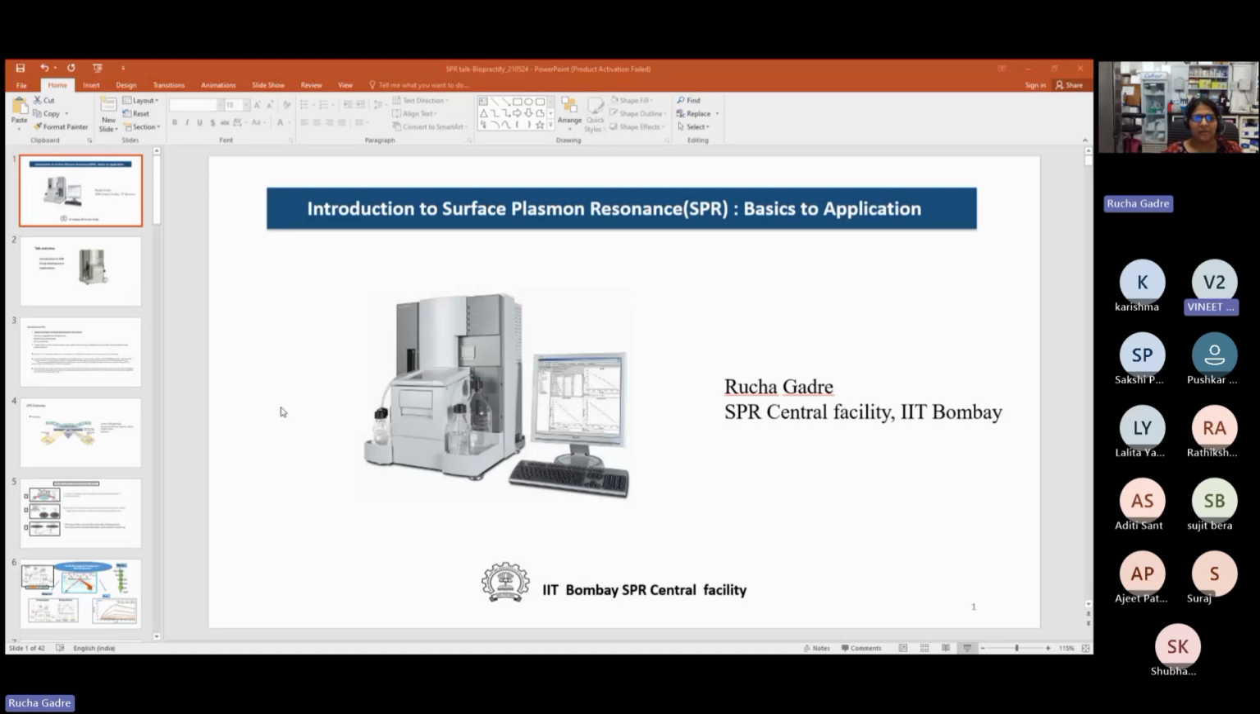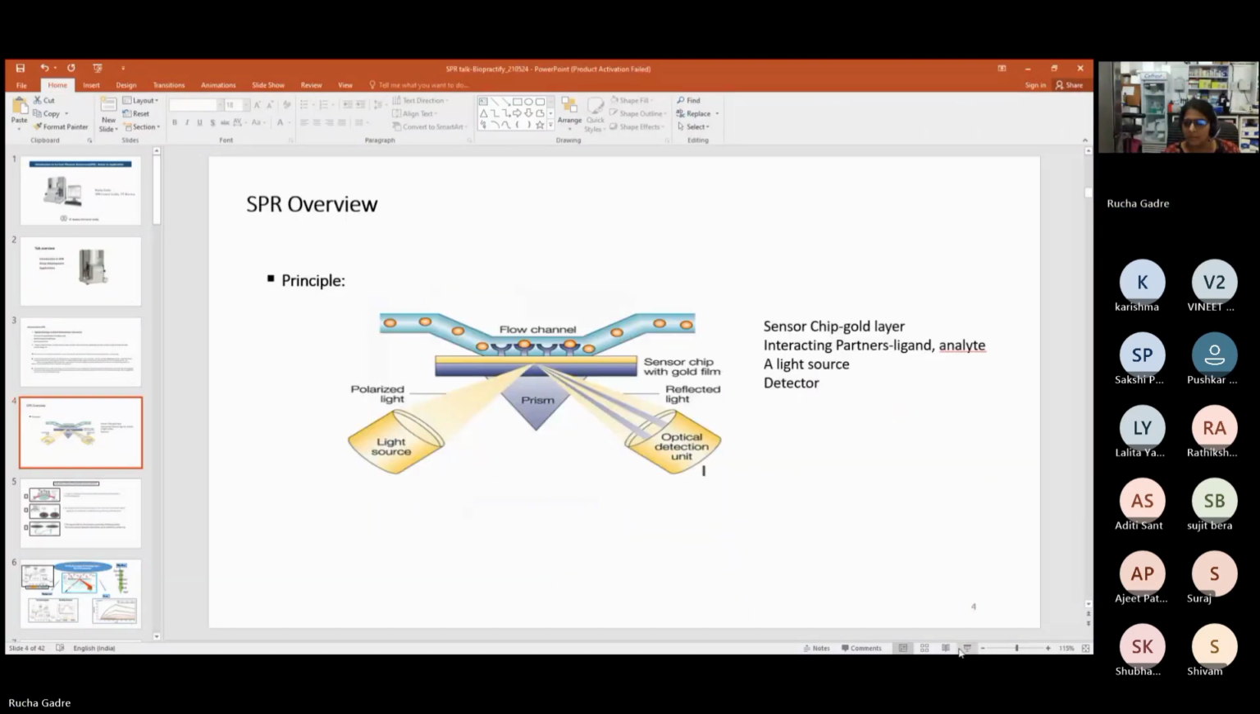As we can see here, your slides are not changing. Slides are not seen. Okay. Yeah, is it now visible? Yes, now they are. Okay, sorry.